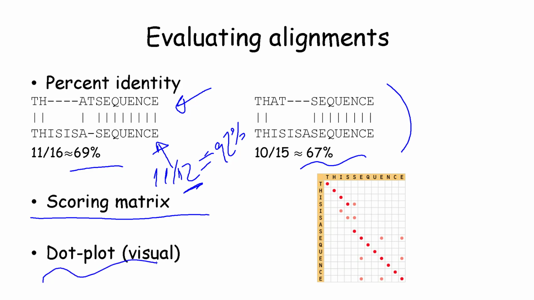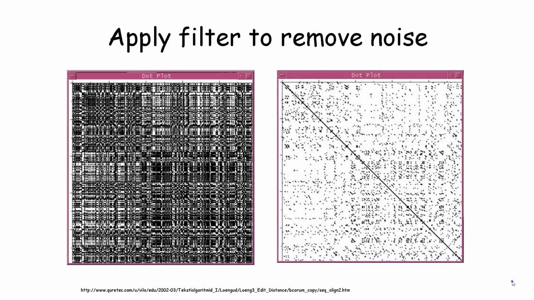A dot plot is a qualitative visual method of evaluating alignment. To create a dot plot, one of the sequences is written on the columns of a table, and the other sequence is written on the rows of the table. A dot is placed in the table wherever the pairs of characters from the two sequences are identical. For large sequences, the dot plot can look pretty messy. A window filter is applied to remove some of that noise and obtain a figure that is easier to interpret.